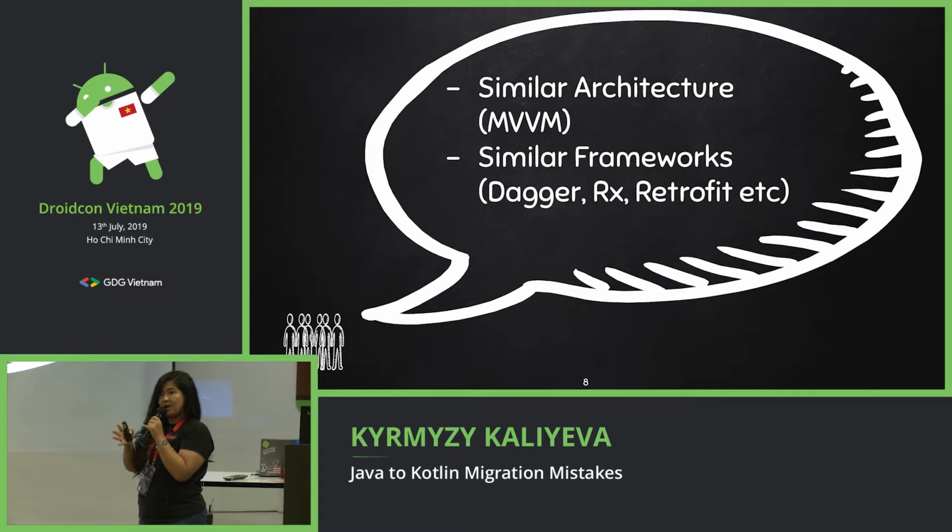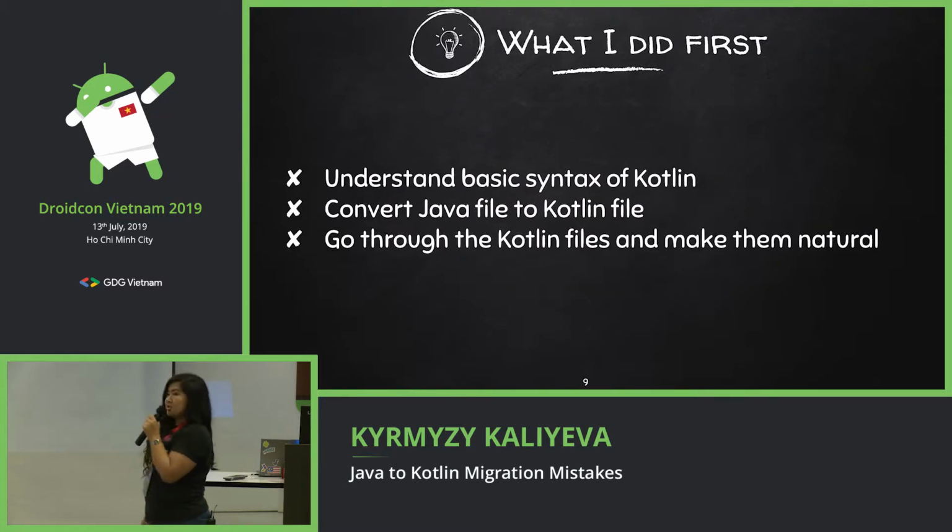We need to have similar architecture. We have our old application, and our new application should have similar architecture so that a new joiner, or anyone who helps, could understand it more easily. Another requirement was having similar frameworks, like Dagger, RxJava, and Retrofit. So I said, okay, great. I just need to follow the old architecture and convert everything.